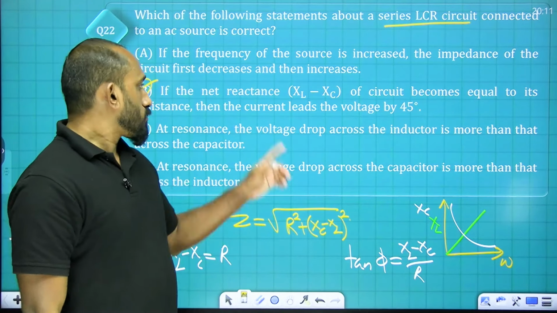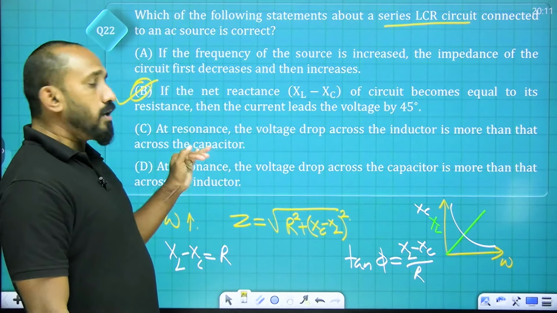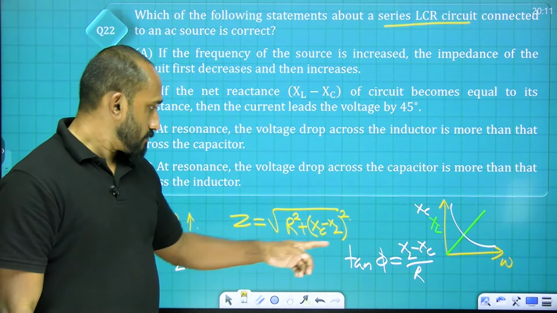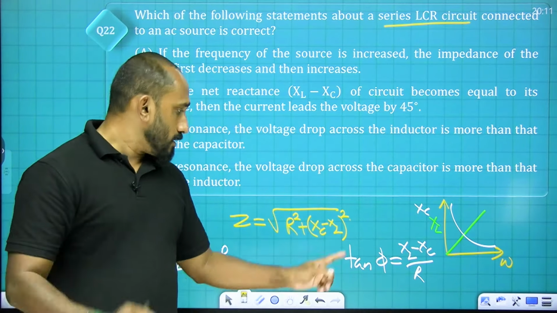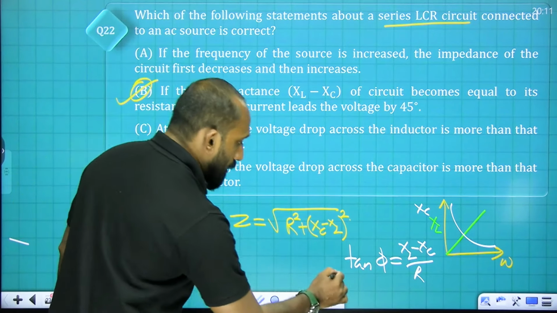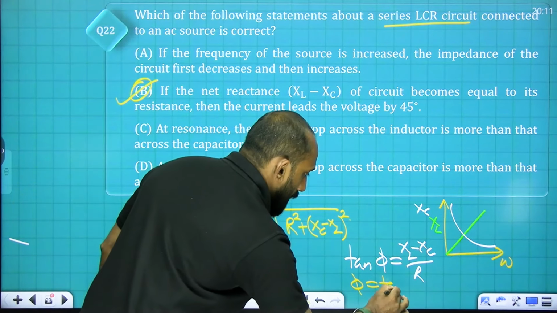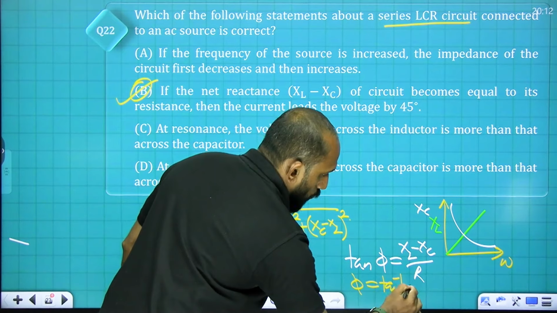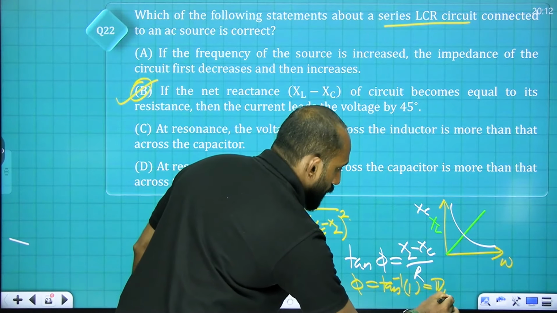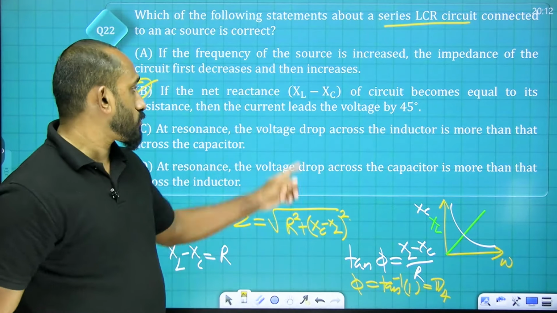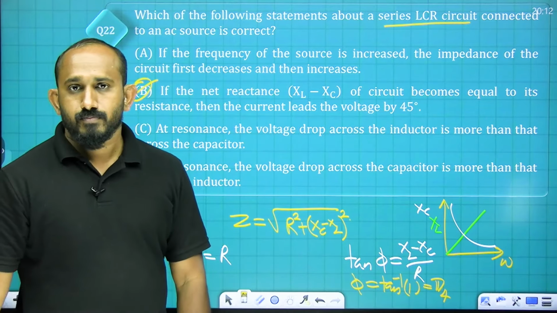That's the exact one. XL minus XC becomes equal to R, so (XL minus XC) by R will be 1. So tan phi is equal to 1, so phi is tan inverse 1, which is equal to pi by 4. Tan 45 degrees is 1. So pi by 4. You got the answer?